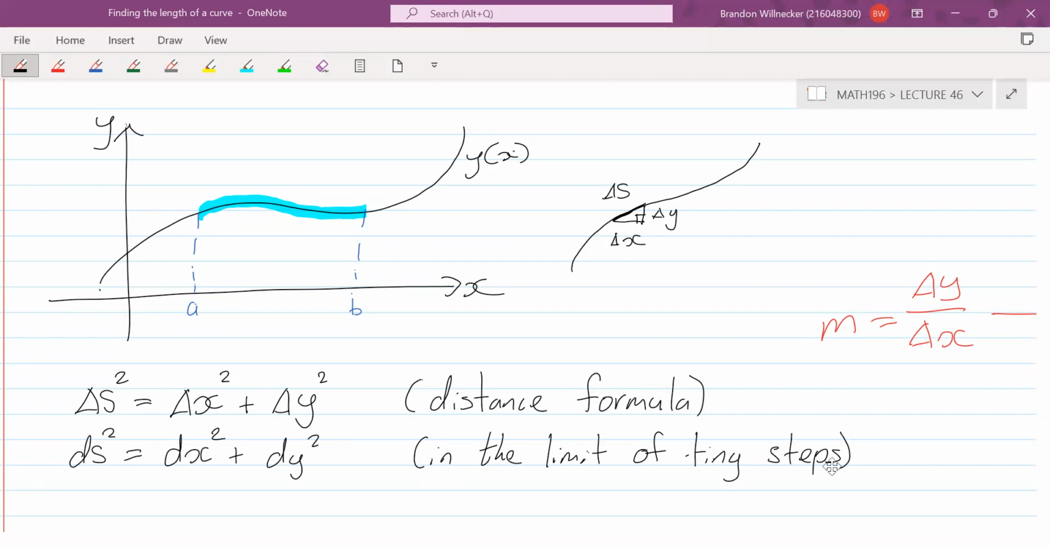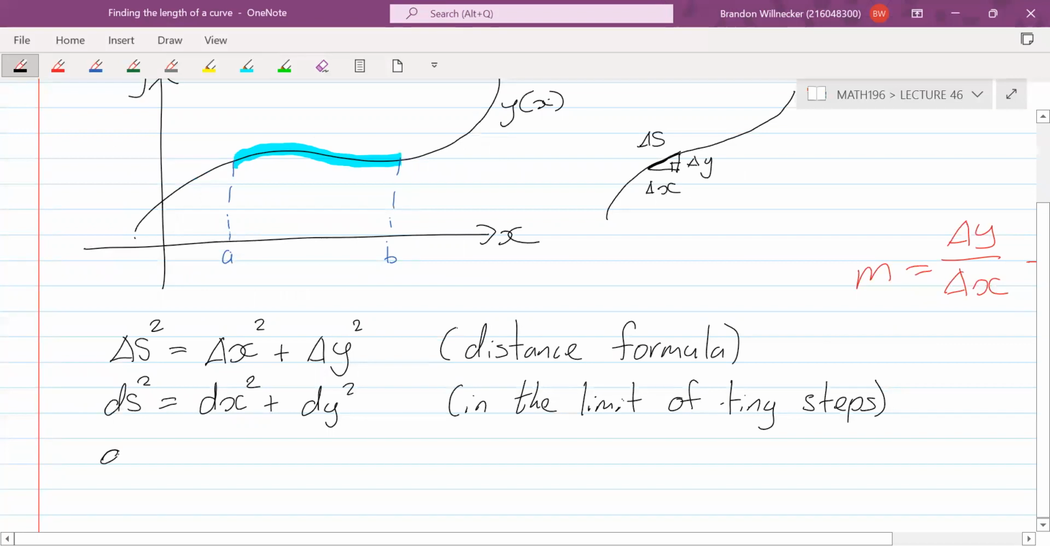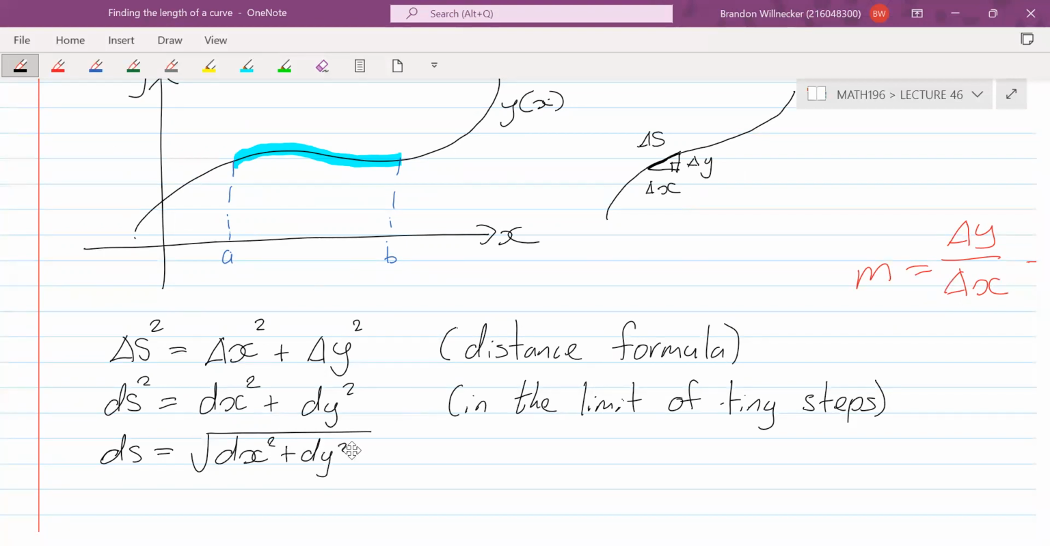Okay. So what we want to do now is take the square root so that we can get the actual length of the hypotenuse. So we're going to have ds is equal to the square root of dx squared plus dy squared. So ds, that's the length of our tiny hypotenuse on the tiny triangle there. Okay, so this is the tiny length of a very small triangle, one of the triangles along this curve here.